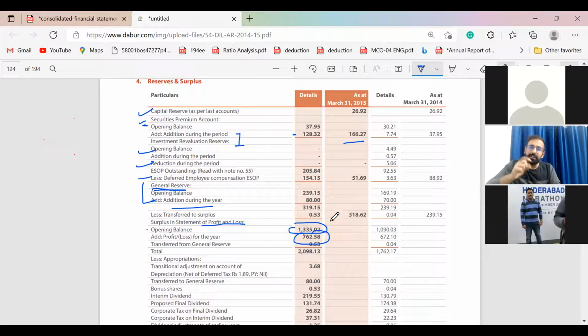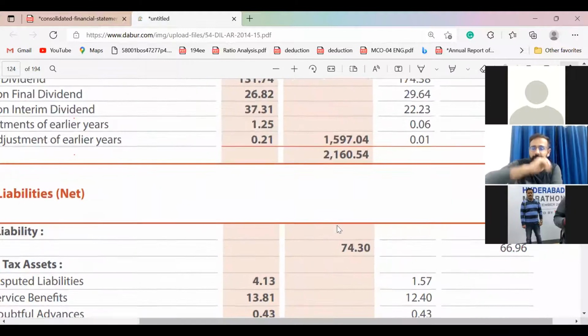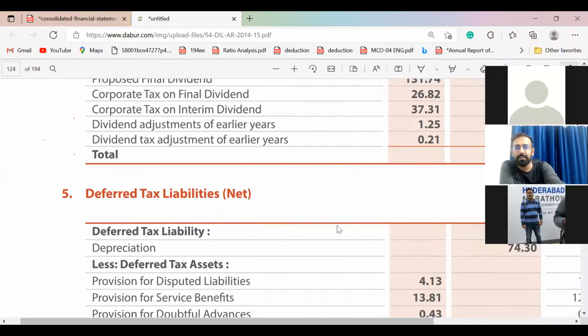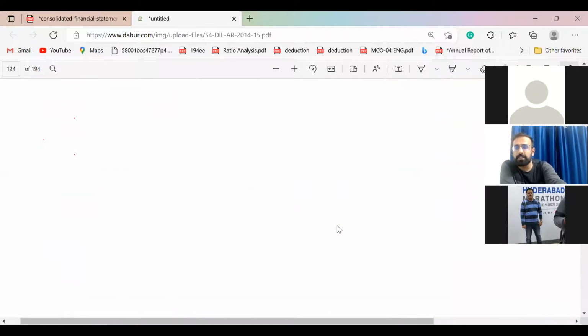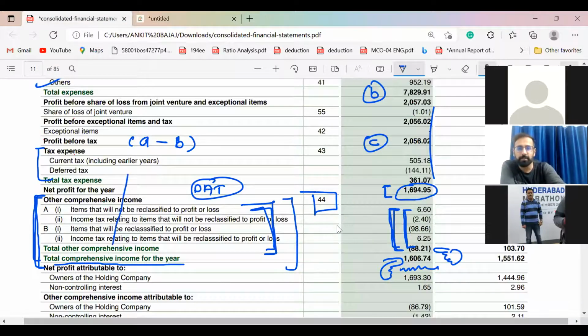So what we do, we transfer this profit in reserve and surplus account, and that final balance will be transferred in balance sheet, right? So here you can see the final balance of reserve and surplus account, that is 2160, that will be transferred in balance sheet, right? You might be knowing this thing. So this is how we prepare profit and loss account, and after that we transfer final balance in balance sheet, right? Now if you see the new format, how new format is different from this old format.